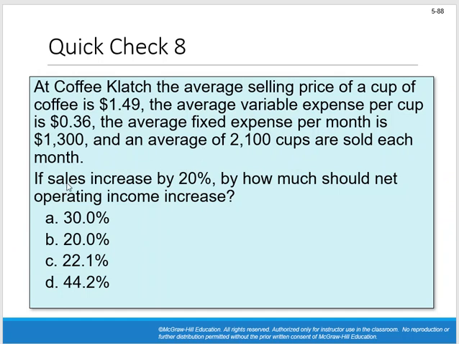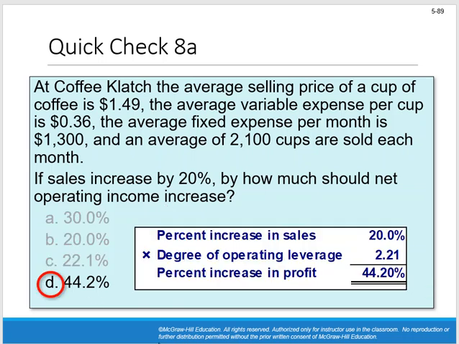So how about this? If sales increase by 20%, by how much should net operating income then increase? What was that degree of operating leverage again? 2.21. Do we even need a calculator to choose the right answer here? 20% times the degree of operating leverage, 2.21. Hopefully you came up with D. So 20% times 2.21, you should have come up with 44.2%, which clearly makes answer D the best choice.